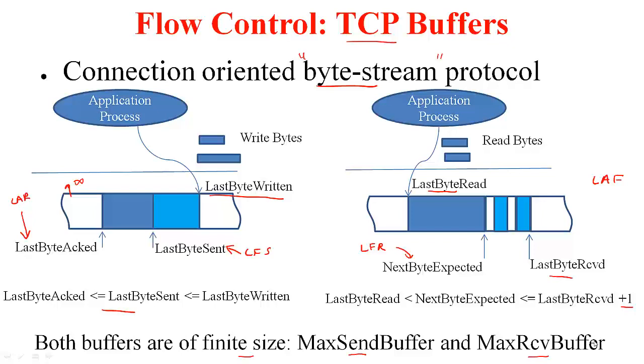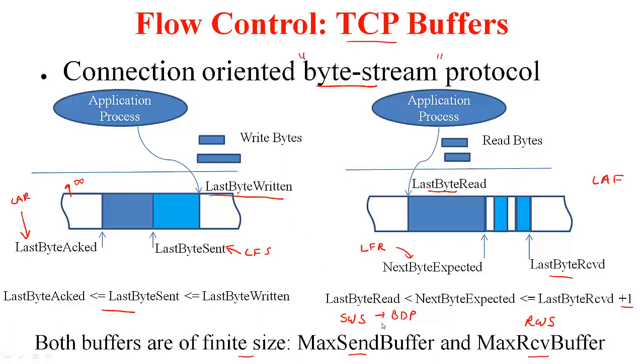This thought must have occurred to you. How do these relate to SWS and RWS? Do you think they are the same? Nope. SWS is very different from the max send buffer. SWS is dictated by the bandwidth delay product of the network, whereas max send buffer is an implementation aspect where you have decided upfront that this is the amount of buffer you are going to allocate for this connection.